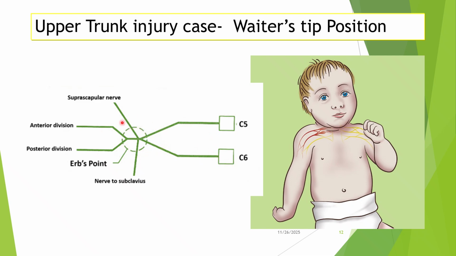This is the Erb's point. Erb's point is nothing but the junction of C5-C6, suprascapular nerve, nerve to subclavius, and the two divisions of the upper trunk.